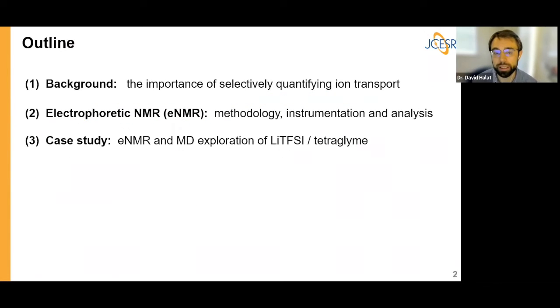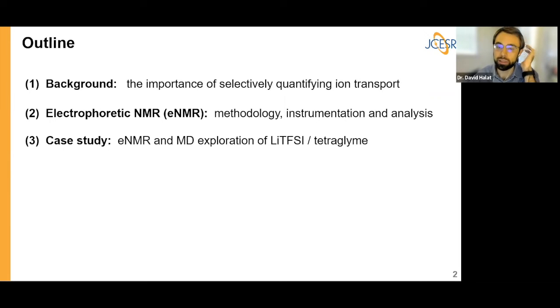So as an outline for this tutorial, I will first discuss the background underlying the migration of charged species in concentrated electrolytes, and in particular to motivate why we need to selectively quantify the transport arising from specific ions. That is, to understand the transport properties of the cation rather than the anion, and also the role of the solvent, which nominally is uncharged, but plays an important role. So this work is fundamentally motivated by how we might use electrolytes in lithium-ion batteries. So that forms much of the focus of the application of this technique.